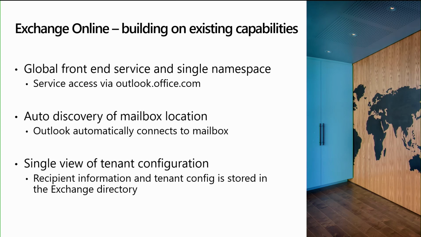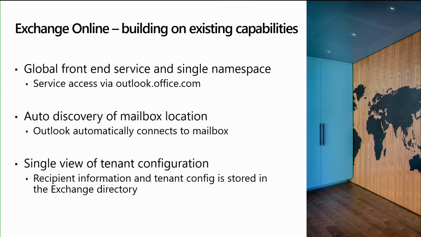We'll talk about Exchange Online here real quick. Exchange is essentially building on its existing capabilities. The service for Exchange Online is accessible globally. It's a single namespace, so Outlook.office.com is all you need to access your Exchange Online mailbox. And then from an Outlook perspective, Outlook uses autodiscover to discover the mailbox location. So once a mailbox has been moved, say for instance, from Europe to the United States, there isn't really much for the end user to do or for the admin to do. Outlook is smart enough to connect automatically to the new mailbox location, which would be here in the United States.